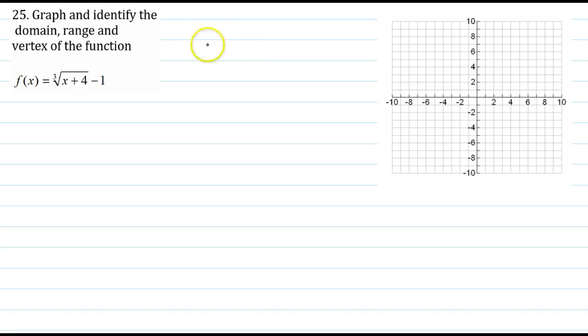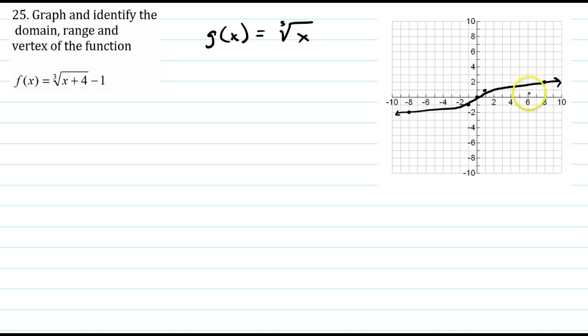Alright, so for this one, I'm going to start with the parent function of the cube root of x. So we get 0, cube root of 1 is 1, and cube root of 8 is 2, and then we also have the negatives. So you have this shape kind of like a lightning bolt.